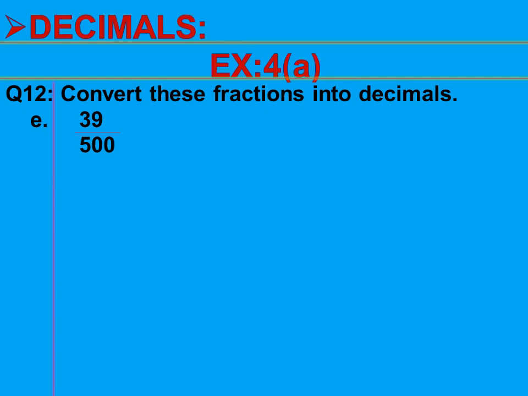Now dear students, we will do part E of this question number 12, that is 39 divided by 500. Now we have 500 in the denominator and we will check by which number we should multiply it to get a multiple of 10. Let's see. Yes, dear students, when we multiply it by 2, we get the number 1000, which is a multiple of 10. At the same time, we will multiply the numerator by 2. After multiplication, we will get the number 78 in the numerator with 1000 in the denominator.